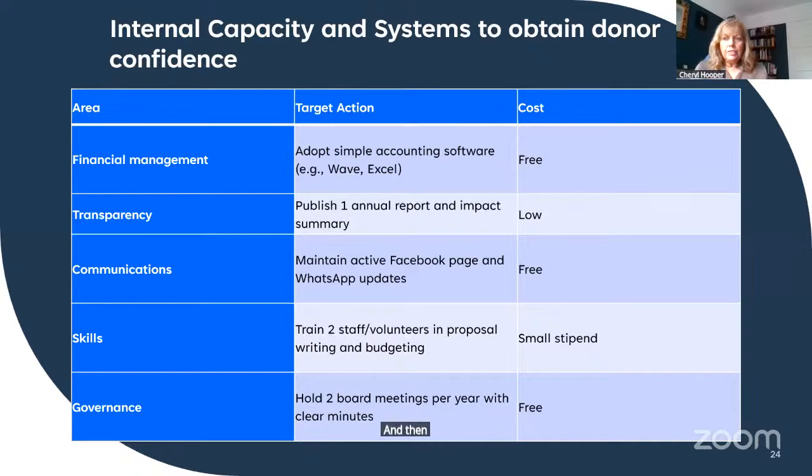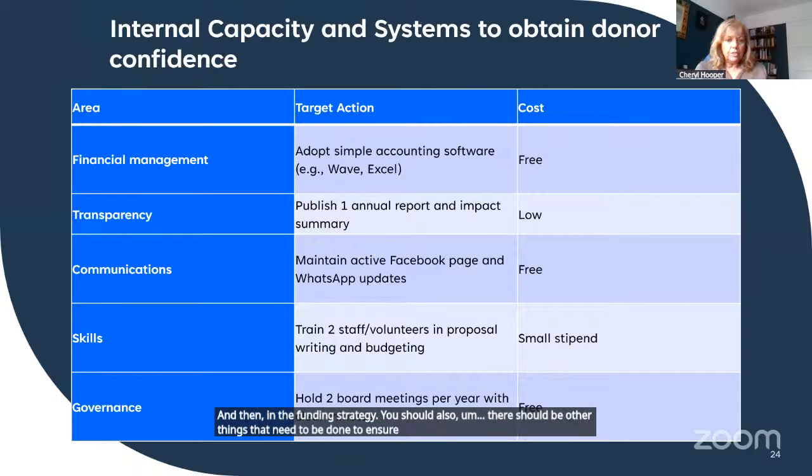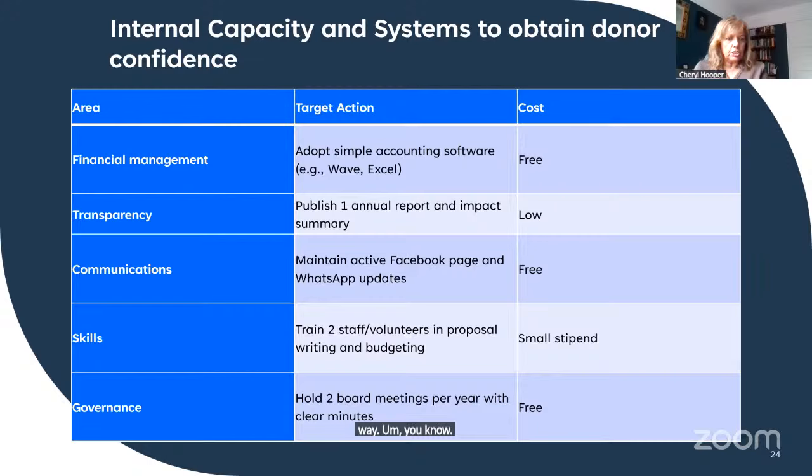And then in the funding strategy, there should also be other things that need to be done to ensure that the fundraising strategy and target is achieved. So these are other wider things that need to be in place. So making sure that you've got the right accounting software, your communication strategy, what skills you might need within your staff team, how you would inform donors of the work that you're doing through annual reviews, annual reports, and so on.